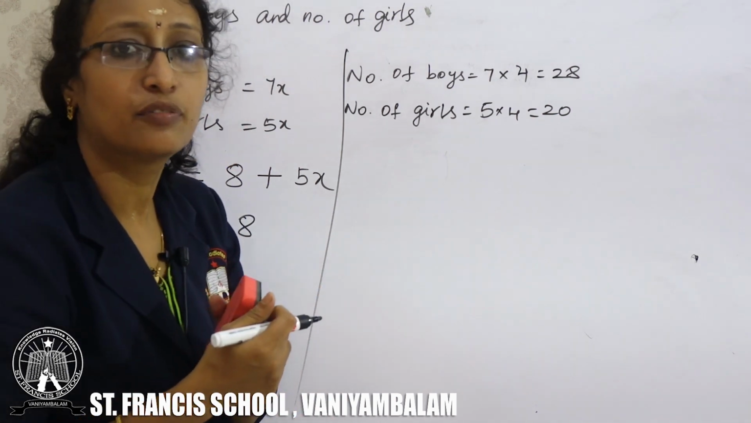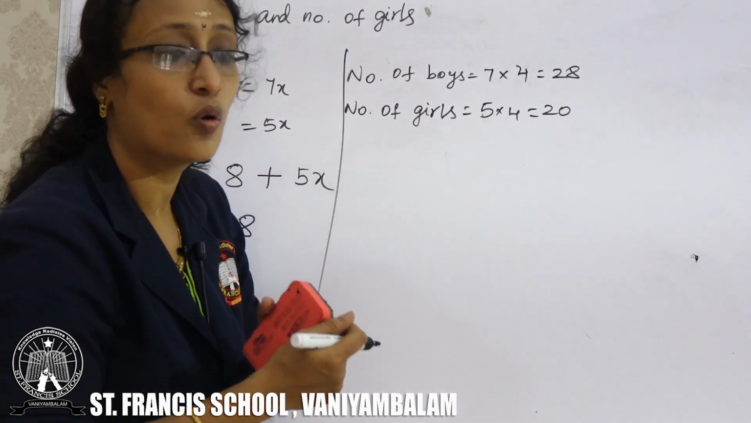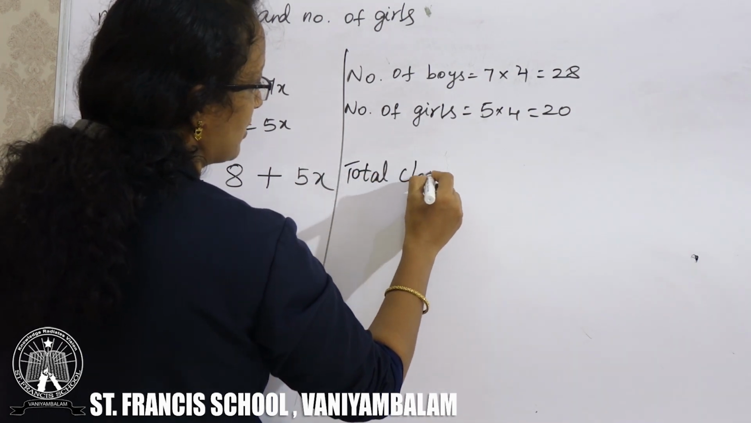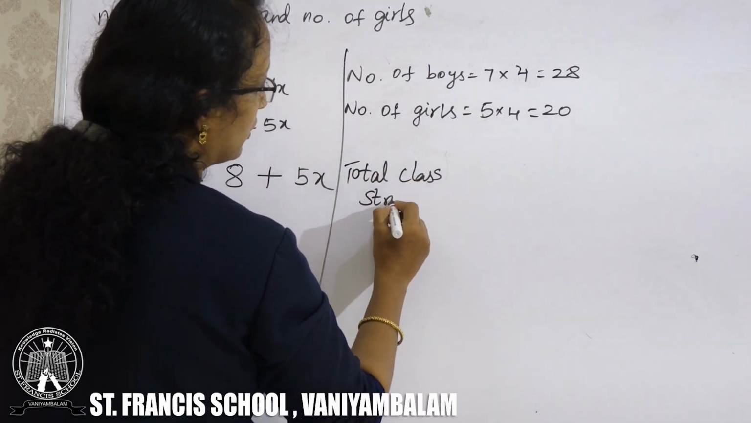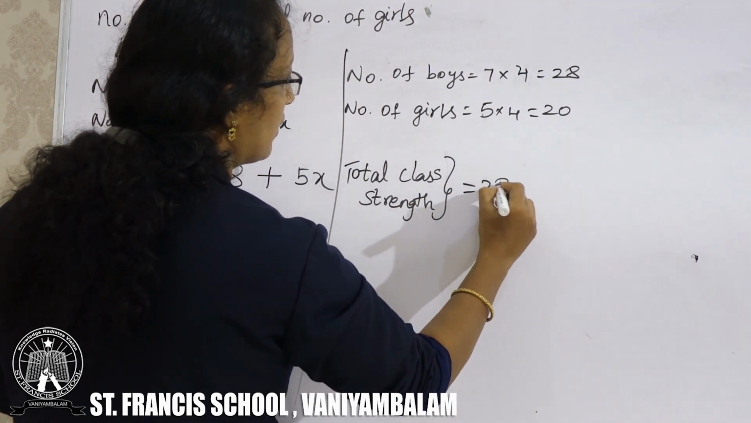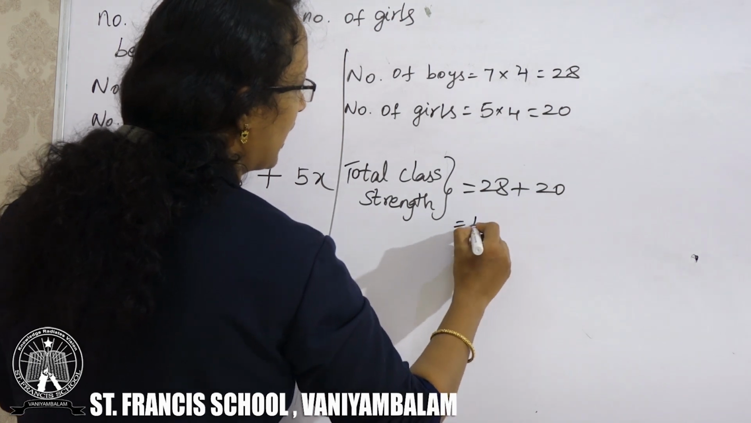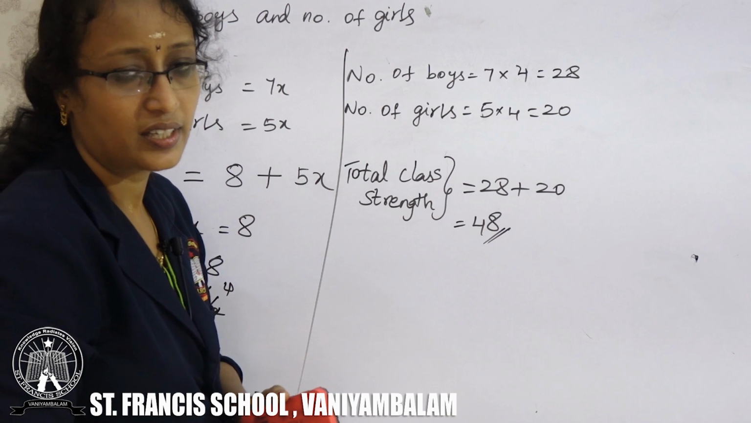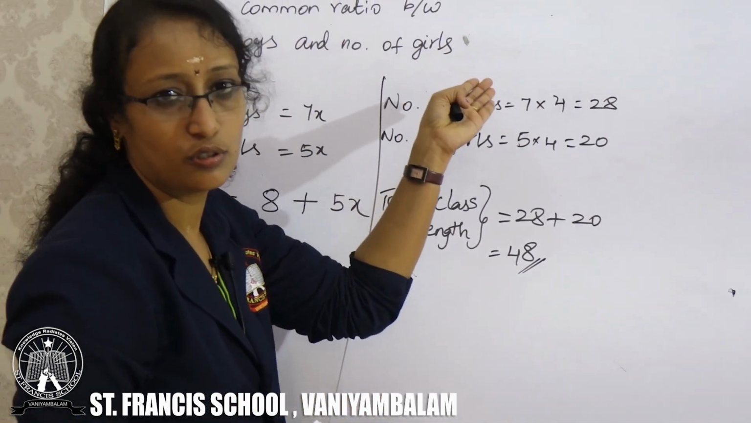But what we had to find? We have to find the total class strength. That is, total class strength means you have to add both number of boys and girls. So 28 plus 20, which is nothing but 48 students in the class. Right? Yes, ratio is 7:5.